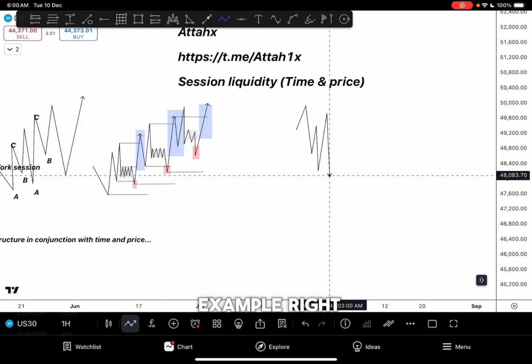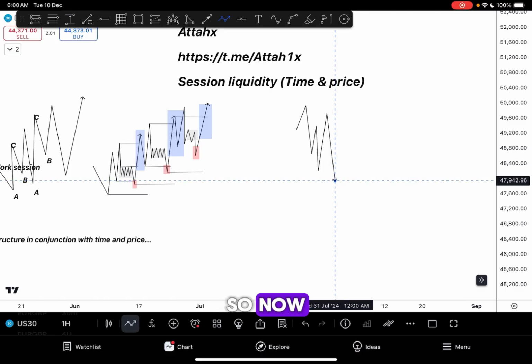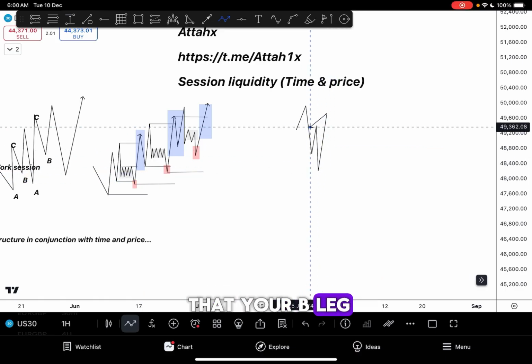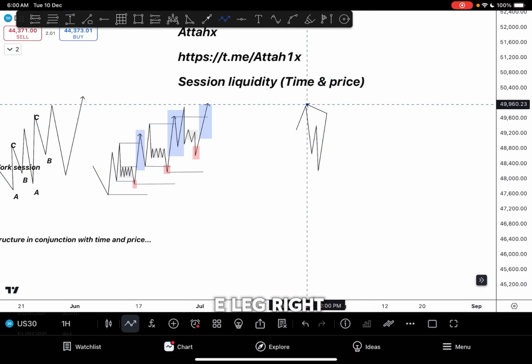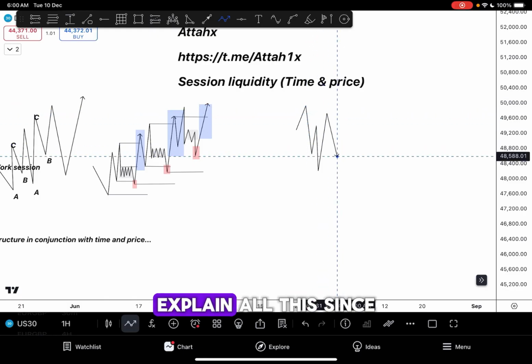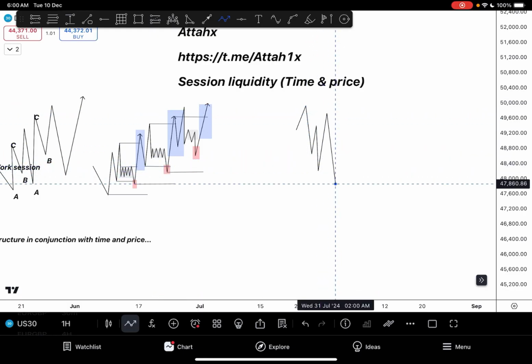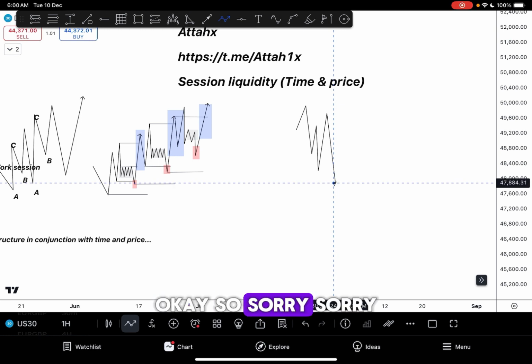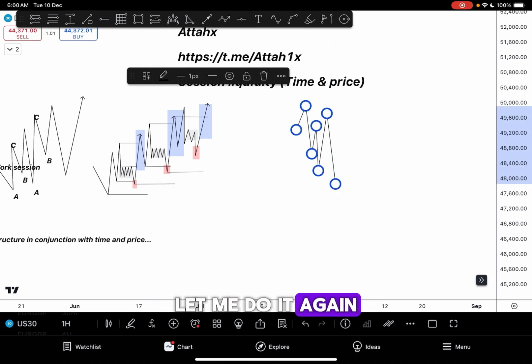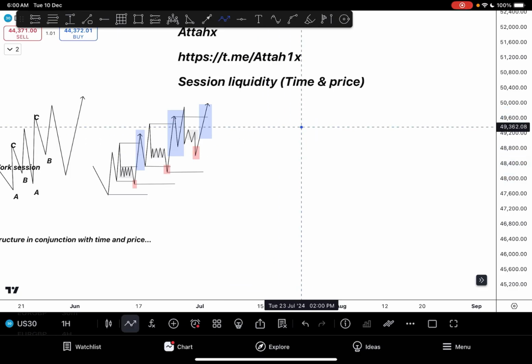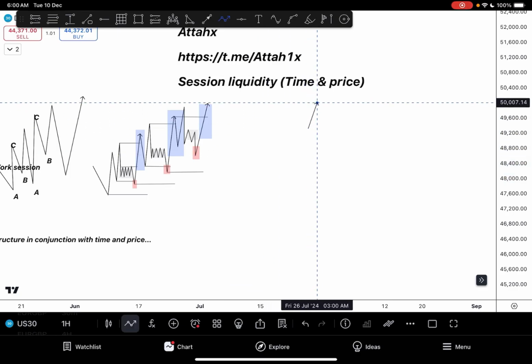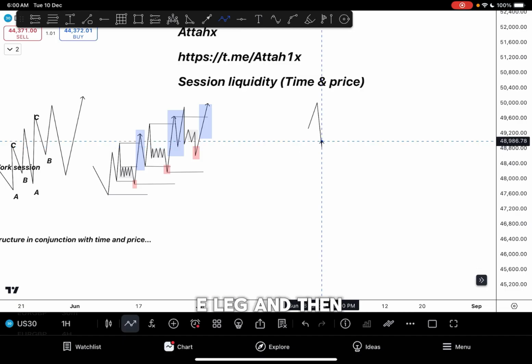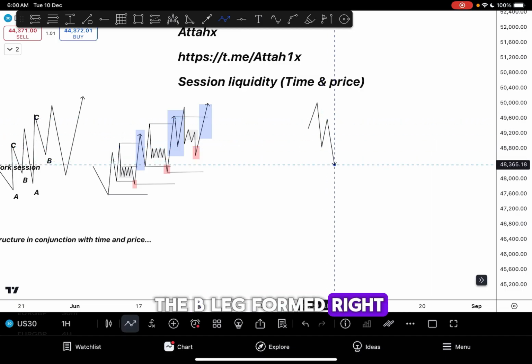All right, so now the algo market structure will tell you that your B leg is taken. This is your B leg, this is your A leg, right? I do not have to start explaining all these things all over again, right? Okay, so sorry about that. Let me draw it again. Right, we have the A leg and then the B leg formed, right?